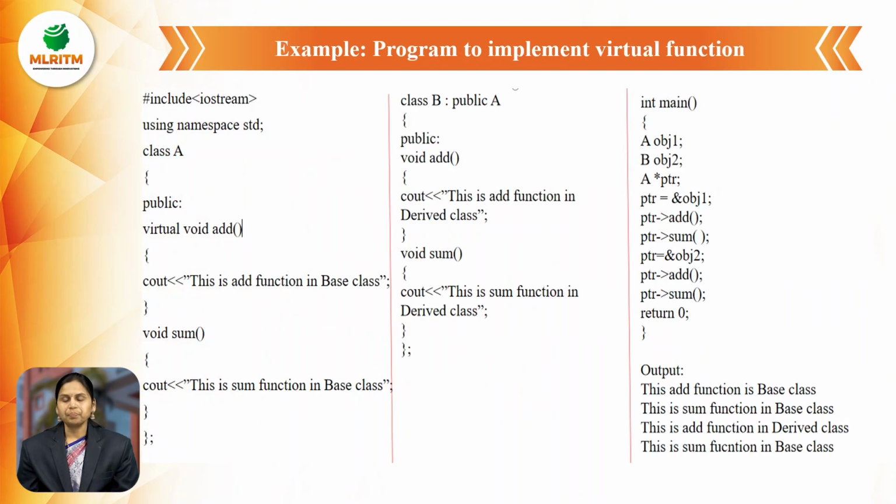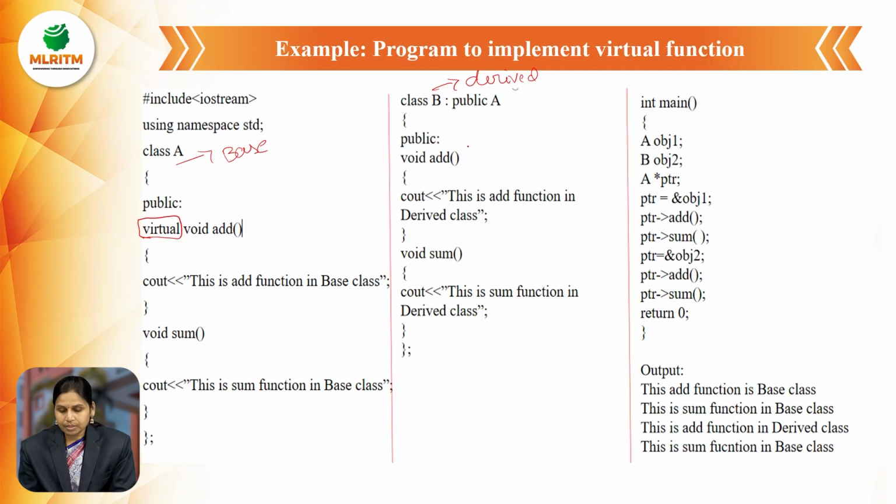Let us see the example. The same example is explained here also, but there is a difference. Here I am using the keyword virtual. So, class A is a base class, and class B is a derived class or child class. In base class, there are two functions, add function and sum function. In derived class, there are two functions, add and sum function.